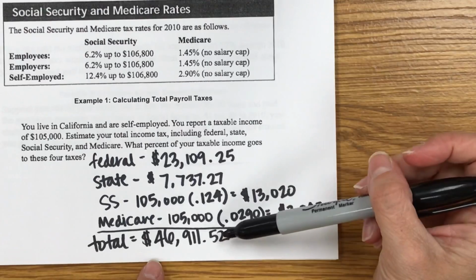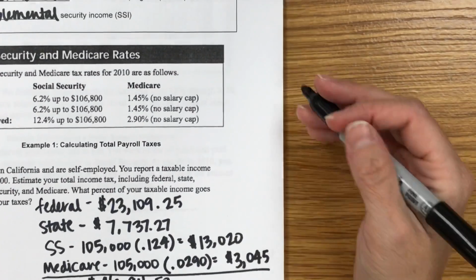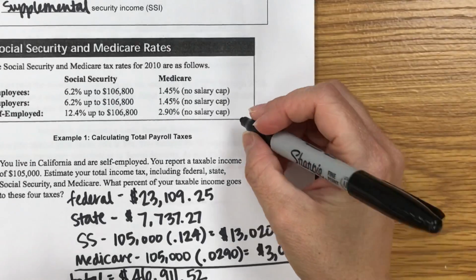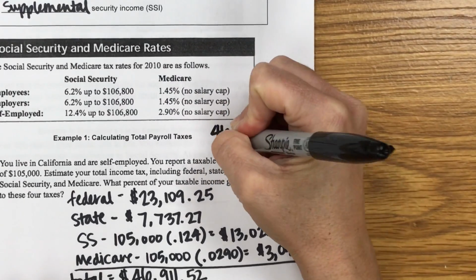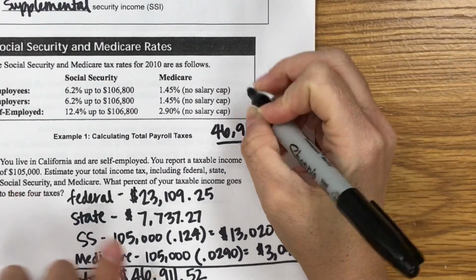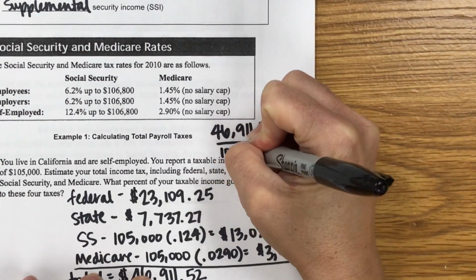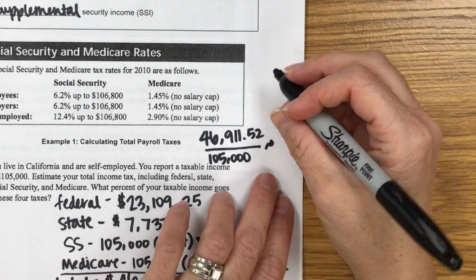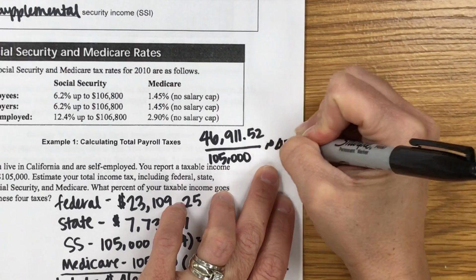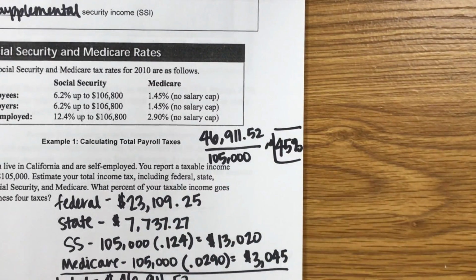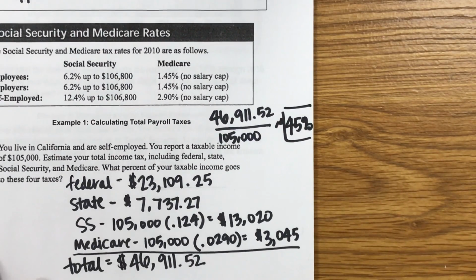So we're going to take our total. I'm kind of running out of room here. Right over here. We'll take our total, which is $46,911.52, and we're going to divide by our taxable income, $105,000. So that is about 45%. So for a self-employed person in California, you are paying about 45% of your income to these 4 taxes.